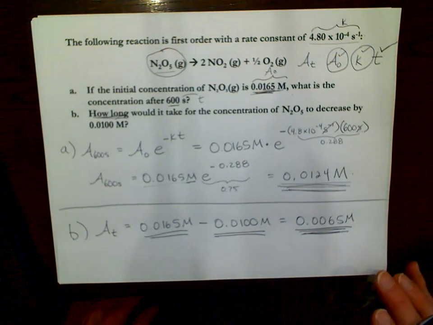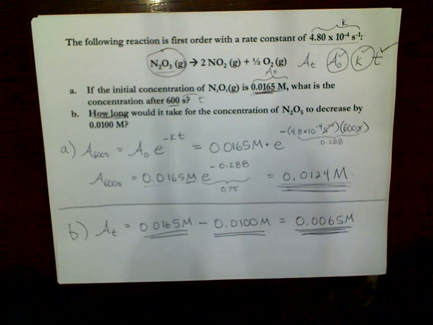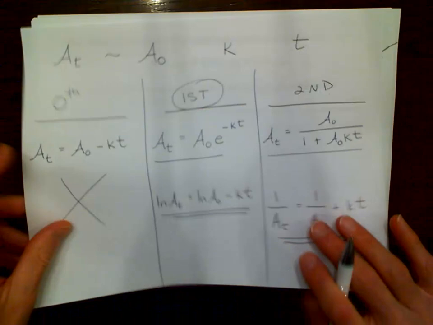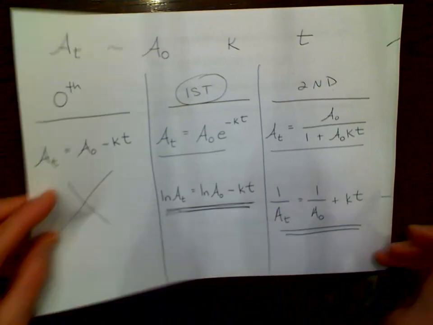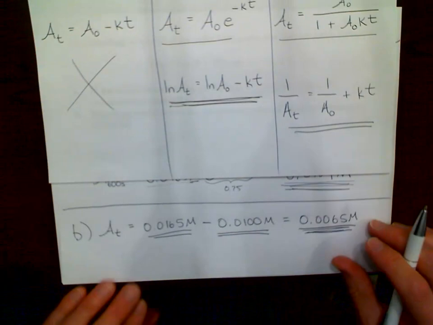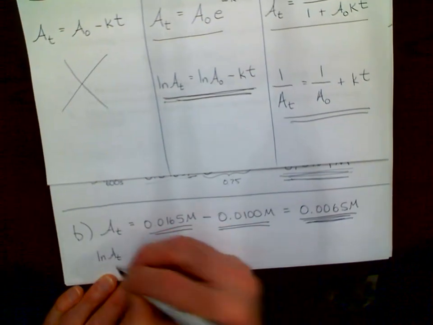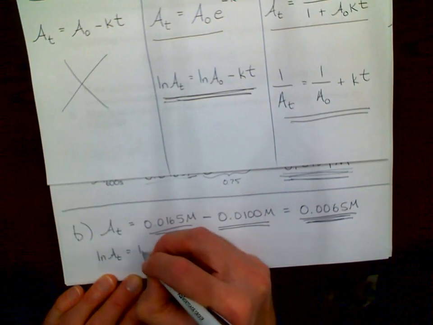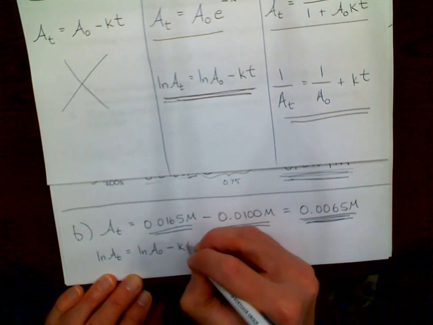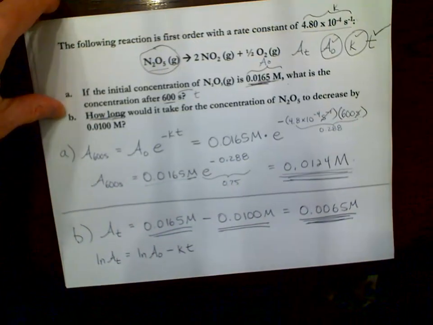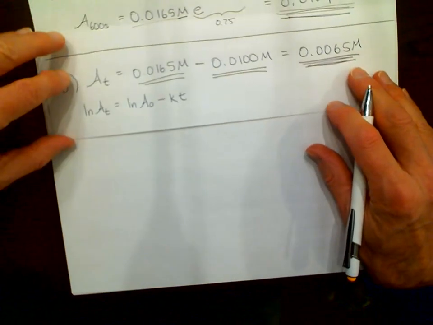Now in this case, I'm looking for time. And to do this, I'm going to use a linearized form of the equation. It's just going to be a little bit easier. So if I do that, it's going to look like this. The natural log of what's present at time t equals the natural log of what's present initially minus kt. That's the equation I'm going to use. And I want to get t alone because that's what I'm looking for.